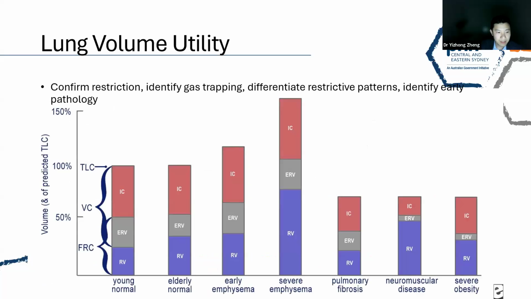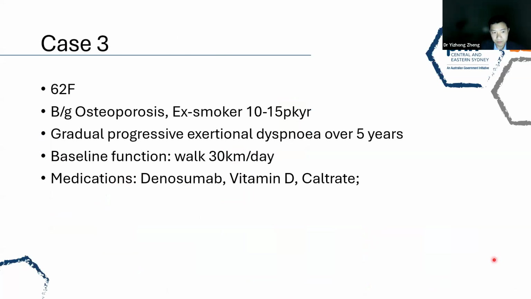So the pattern of their volumes on their body plethysmography is useful. It confirms restriction. Spirometry only suggests restriction; it doesn't confirm restrictive disorder. Body plethysmography identifies gas trapping and is able to differentiate different restrictive patterns. We talked about neuromuscular versus fibrotic, versus chest wall disorder, versus severe obesity. And it might help to identify early pathology, such as the case we just mentioned before.